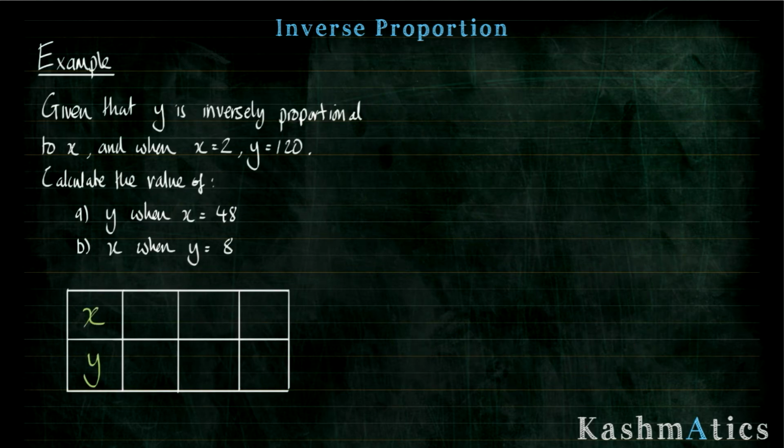So let's look at this first example. It says, given that y is inversely proportional to x, and when x equals 2, y equals 120, calculate the value of y when x equals 48 and the value of x when y equals 8.